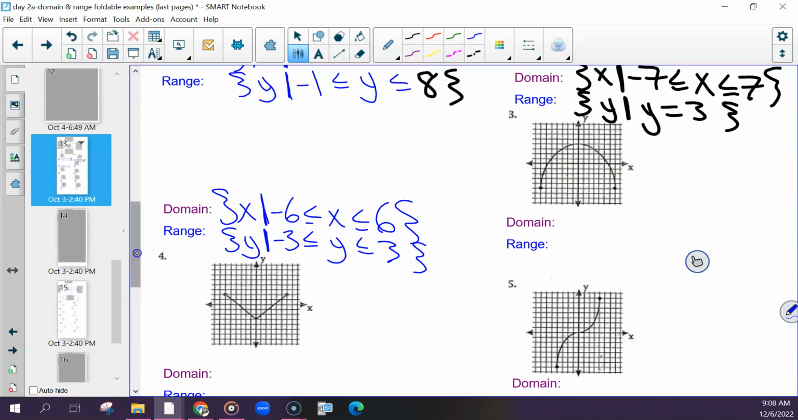Otis? So you said domain is how far it is to the right? Furthest point to the left, furthest point to the right. Range would be lowest point to highest point. So think about it like a book. Domain is left to right, but range is lowest to highest.